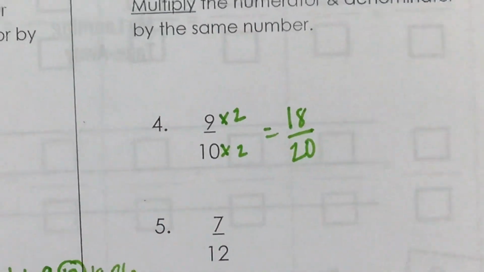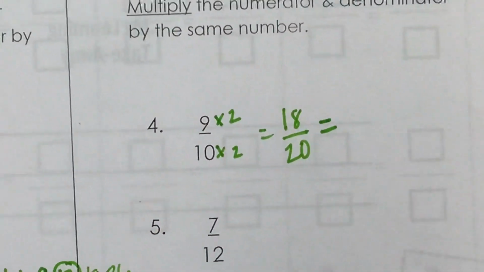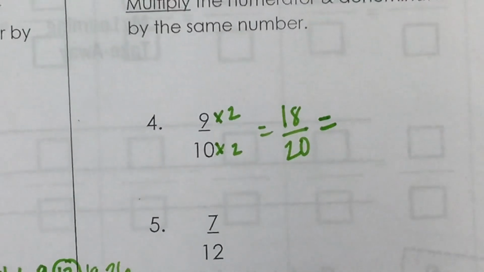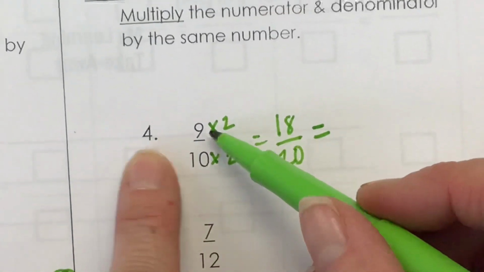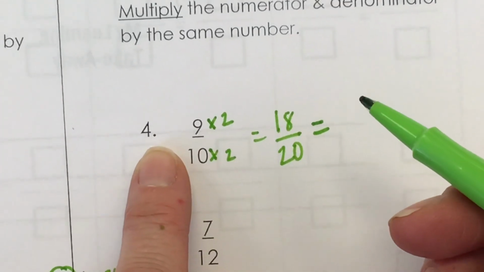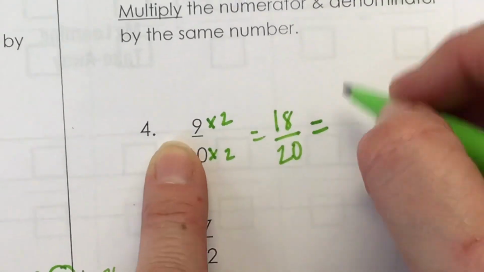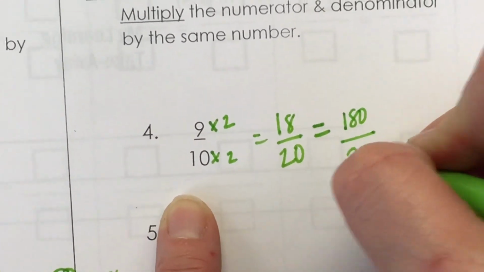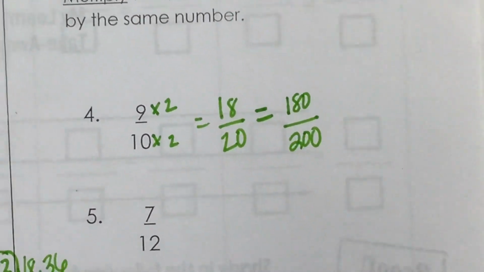What else is an equivalent fraction? Gemma? 180 over 200. Okay, I could multiply each of these by 20. 9 times 20 and 10 times 20. 9 times 20 is 180. 10 times 20 is 200. Give me another equivalent fraction.